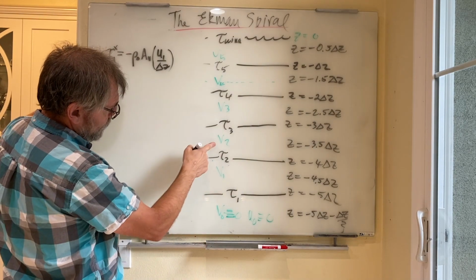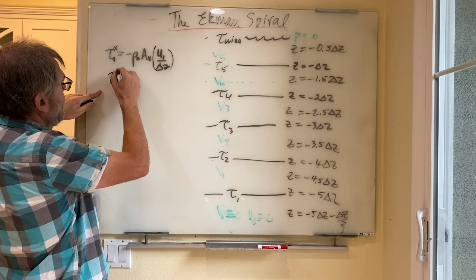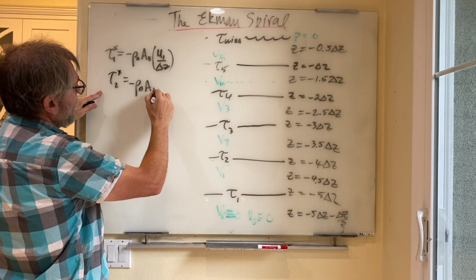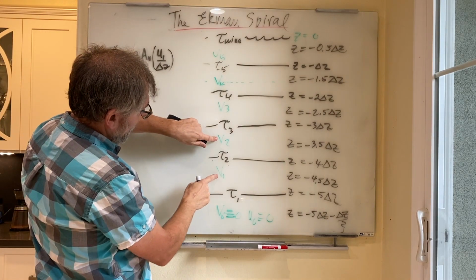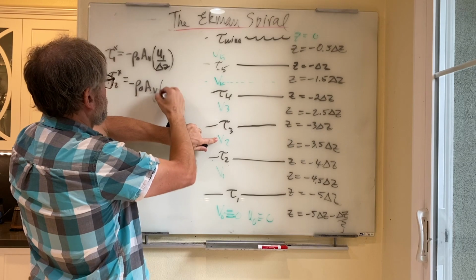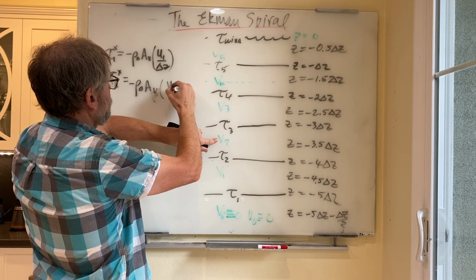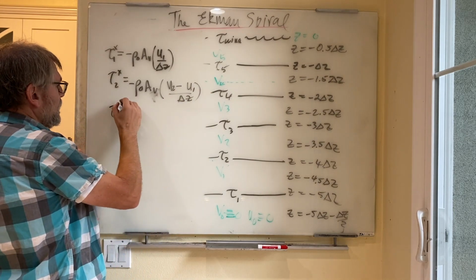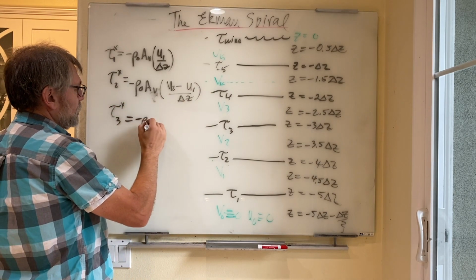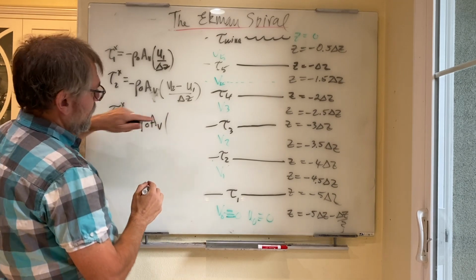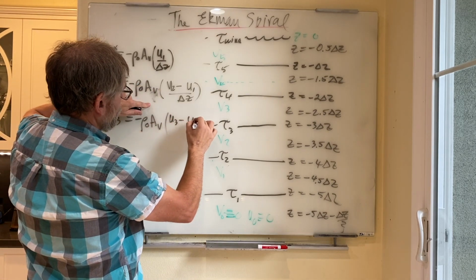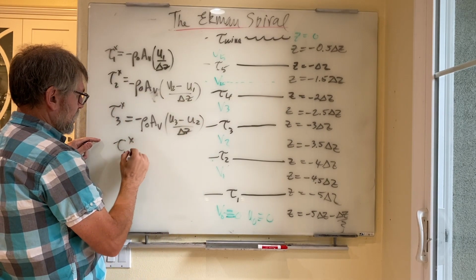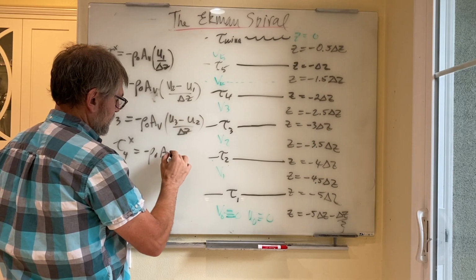All right, let's compute tau 2 over here. So tau 2x is going to be minus rho AV, and then I want to take u2 minus u1 divided by delta z. And then tau x3 is minus rho naught AV times u3 minus u2 divided by delta z. Tau x4 is minus rho naught AV.